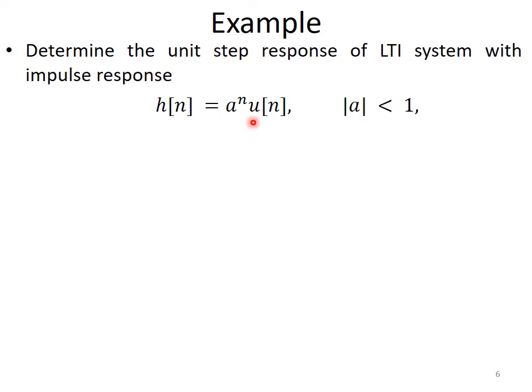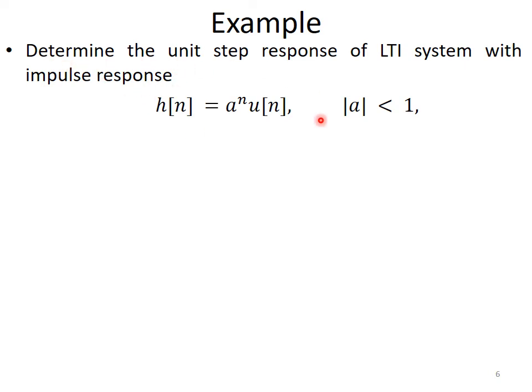Because a to the n is multiplied with u of n, and we know u of n is equal to 1 when n is equal to or greater than 0, and it is equal to 0 when n is less than 0. So values of h of n are 0 when n is less than 0, and values of h of n are non-zero when n is equal to or greater than 0. So this impulse response represents a causal LTI system.